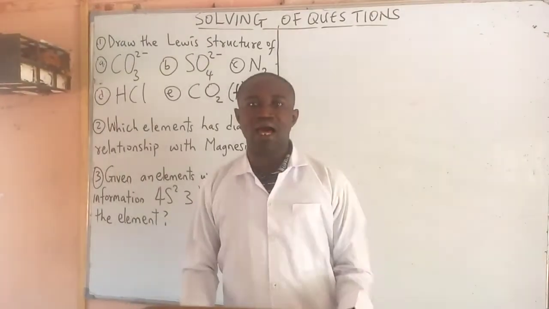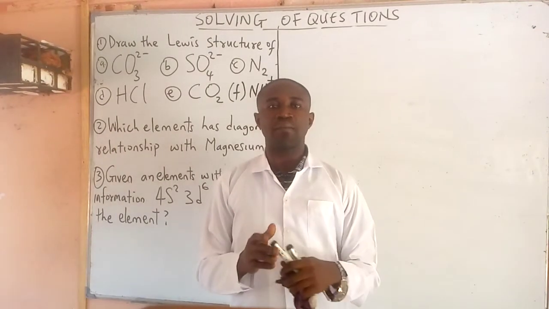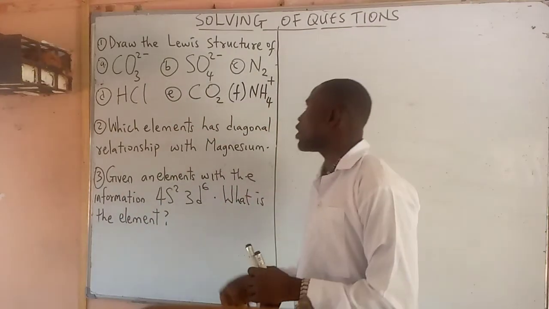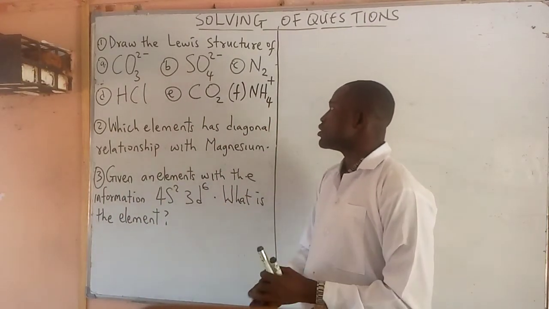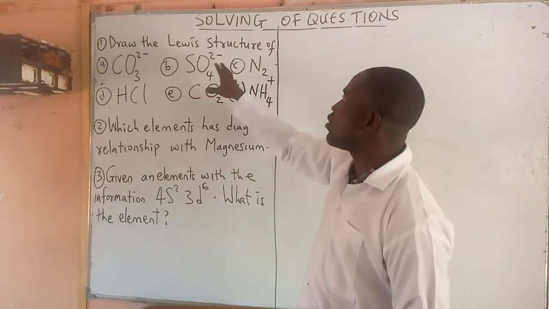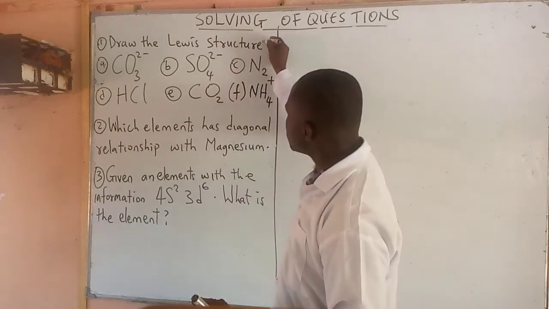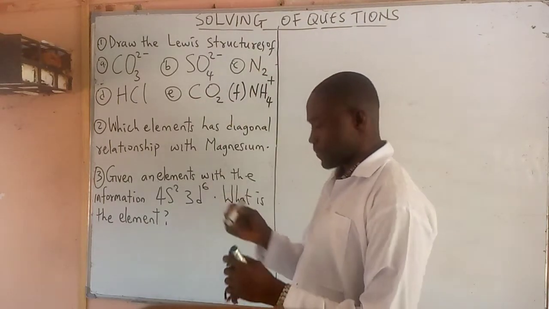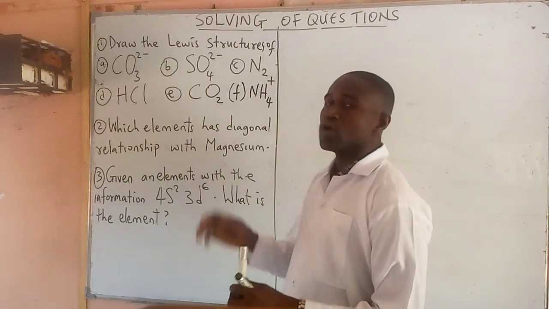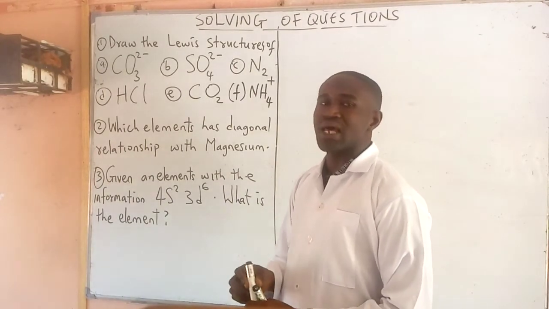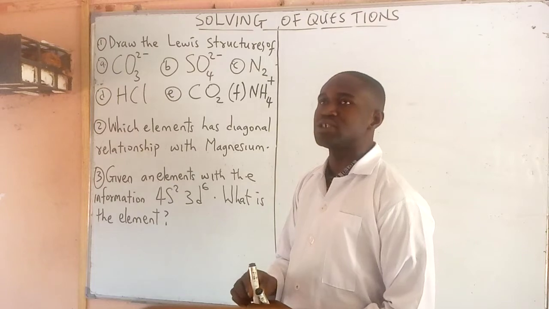Welcome to today's class. We want to solve some important questions on chemistry, and these are some of the questions we want to draw or solve. The first question says, draw the Lewis structures of the following. Now, for you to do this, you must know what we call the outermost electron of each element we have.